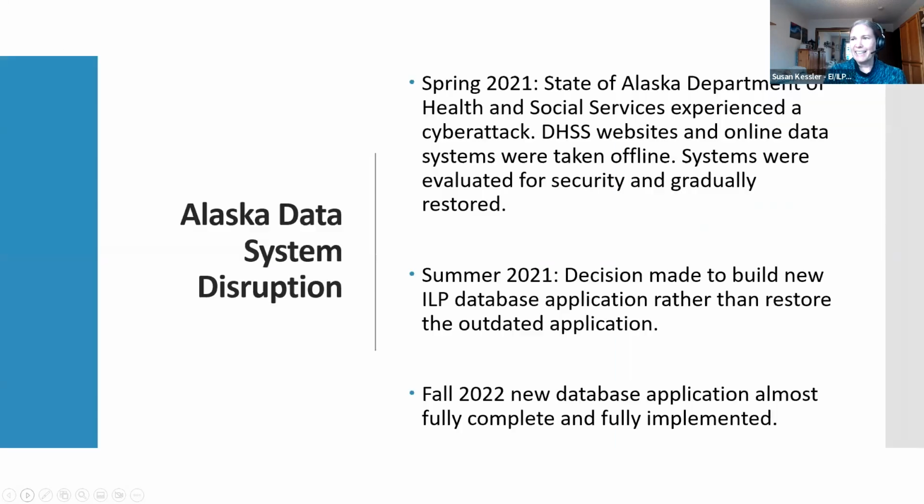So you can go to the next slide. Yeah, so here's kind of our timeline. It was a result of a cyber attack that wasn't just, we weren't the only program in the state to be impacted. It was the Department of Health and Social Services. And so this has been a major impact to the state across programs.